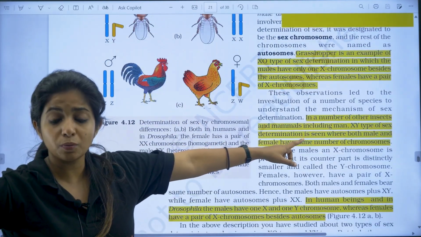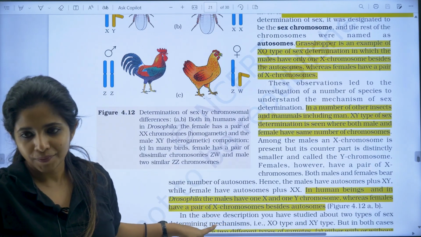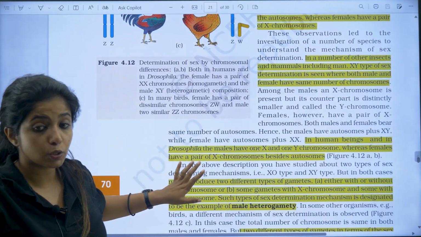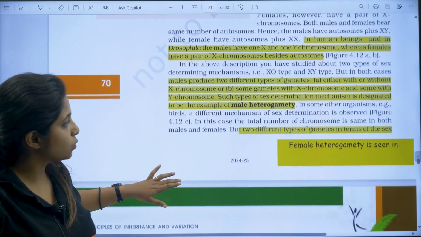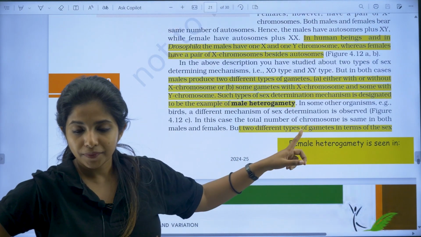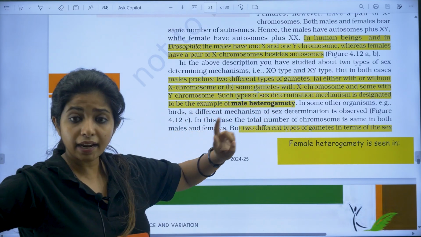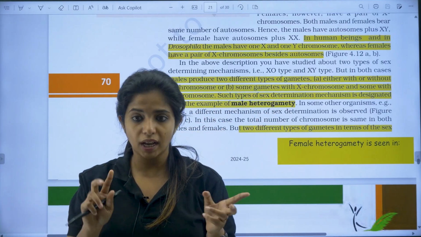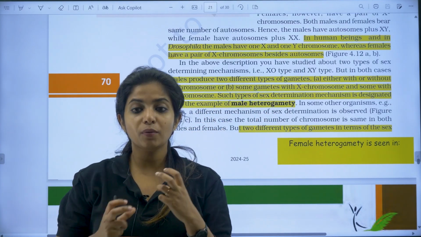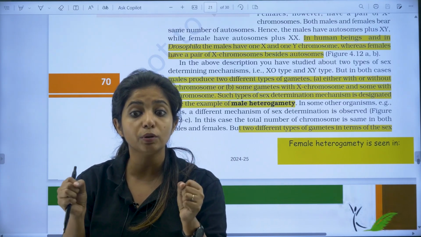Then XY type of sex determination is shown by us, and also my dear little cuties, that is Drosophila. Drosophila also basically shows XY type of sex determination. Now there is one more type, my dear children, before that. That is male heterogamety. Males can have two types of gametes. In one gamete it can be X, in another gamete it can be Y.